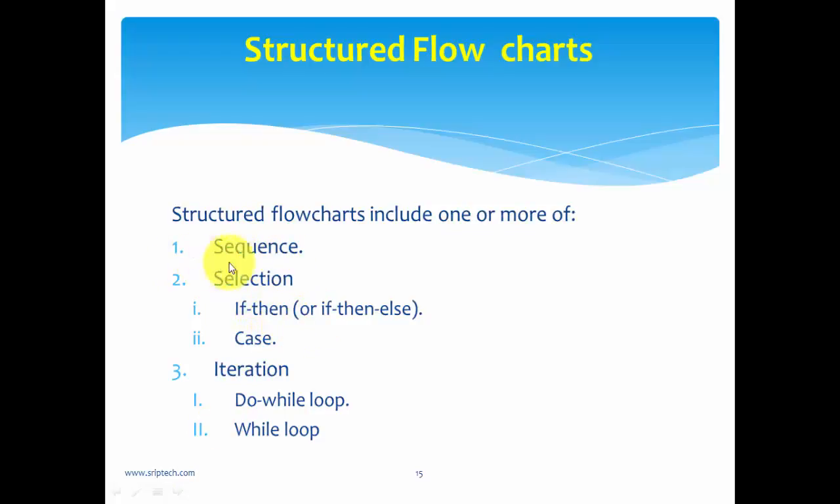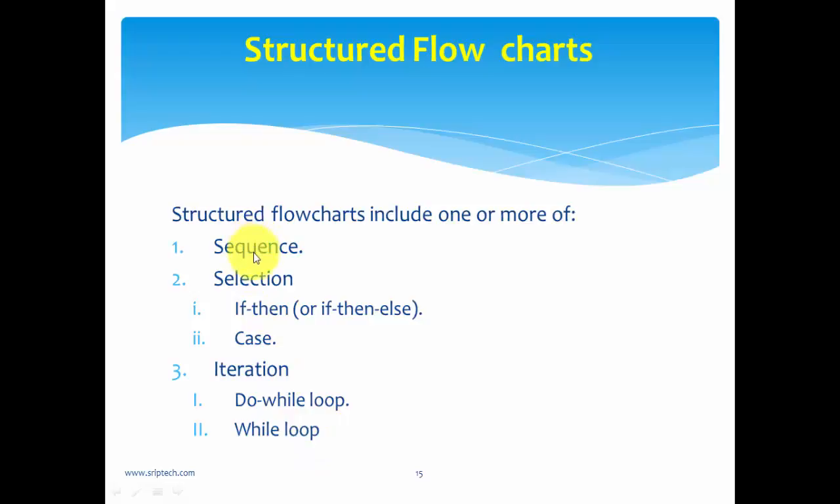Now, what exactly do you mean by a sequence? A sequence means the instructions are executed one after the other in a sequential manner. That is, you have instruction 1, then instruction 2, then instruction 3 executed in sequential order. But in case of a selection, the instructions are executed based upon a particular criteria. A simple example of a selection could be an if then or an if then else ladder, or even a case statement, and the iteration is nothing but the repetition of statements based upon a certain condition, something like a do while loop or a while loop.